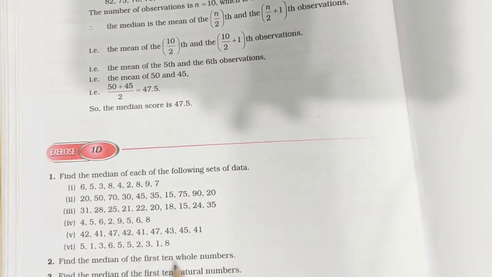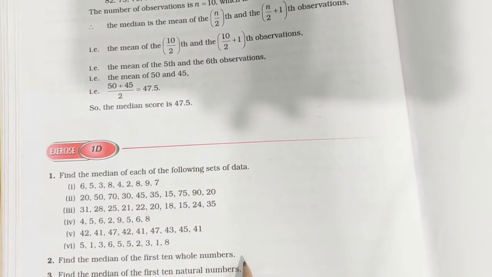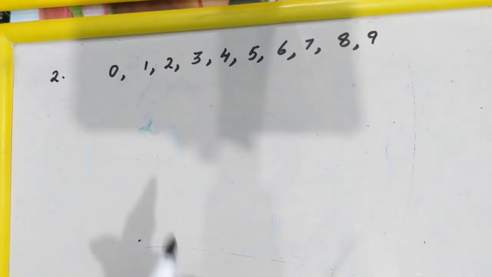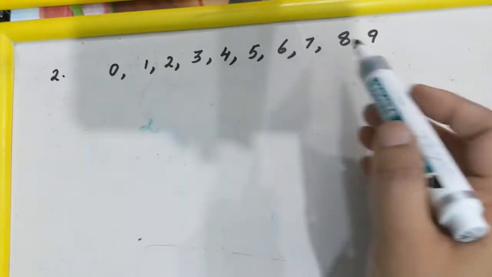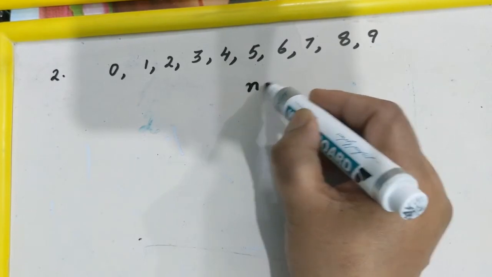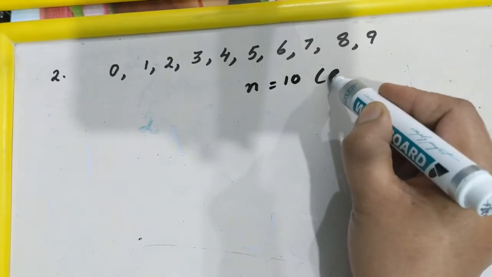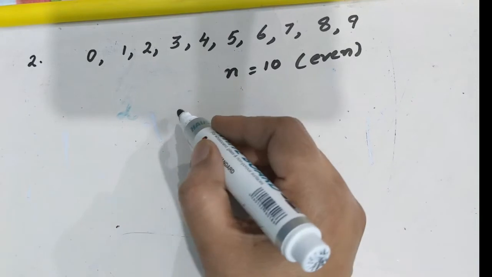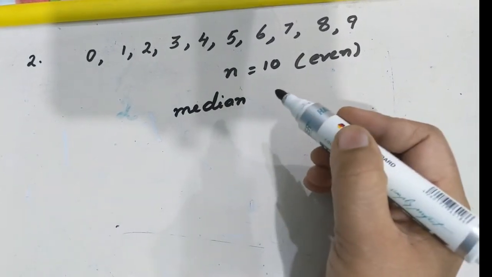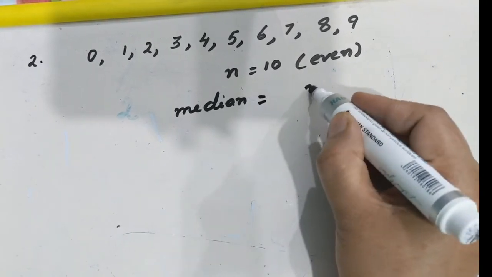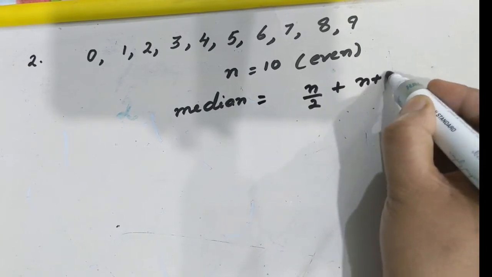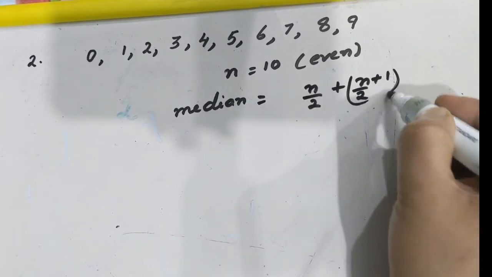Find the median of the first 10 whole numbers. Let's do this question. So the first 10 whole numbers are from 0 to 9. As they are 10 in number, so here n is 10. It means even. In case of even number, children, you have learned how to find median. Median is the mean of two middle terms, that is n by 2 and n plus 1 by 2, their mean.